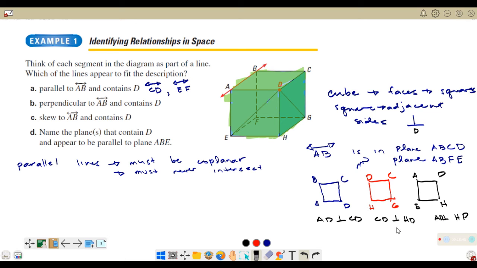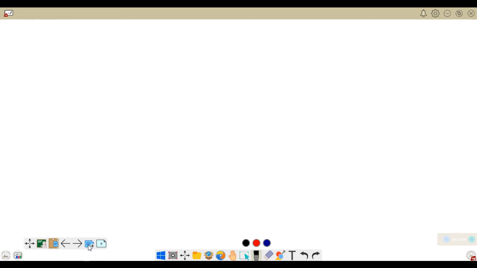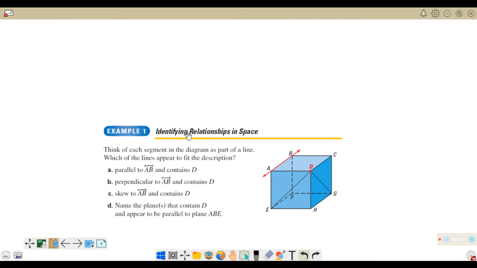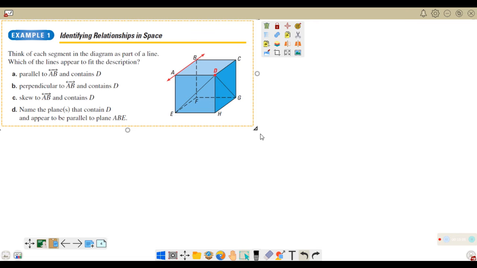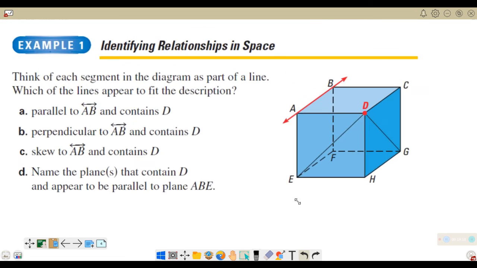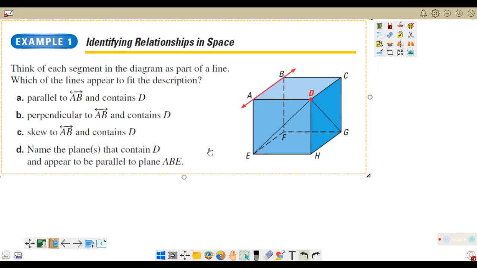Okay? I think we have to use another page kasi puno na. So, I am going to paste it again dito. Tapos doon na tayo sa letter C. Yan. Skew. Pag sinabi nating skew kay AB, tapos nagko-contain daw ng D, dapat magkaibang plane sila.